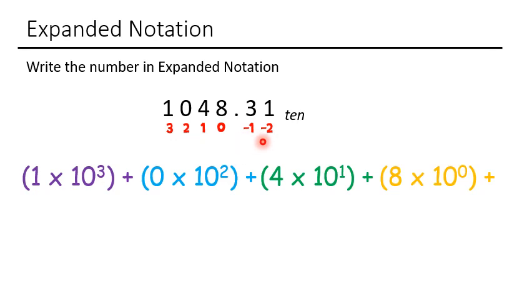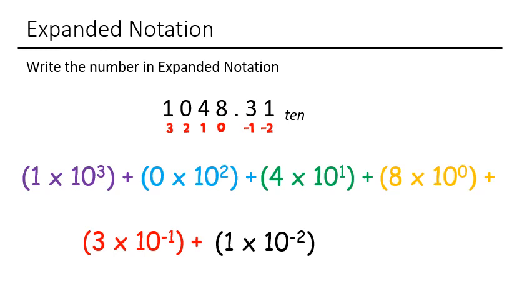Now we have to continue this to add in anything to the right of the decimal. So we're going to put 3 times 10 to the -1, and then 1 times 10 to the -2. Now this is actually your answer. That is the number written in expanded notation, as ugly and as long as that is.